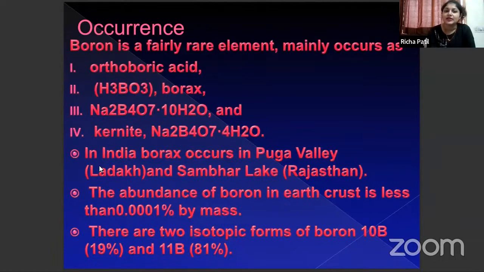Na2B4O7. Then in India, borax occurs in Puga Valley and Sambar Lake. So these are the occurrences where you get your borax. The abundance of boron in the Earth's crust is less than 0.001% by mass. The two isotopes of boron are 10B and 11B. So these are the occurrences of boron.